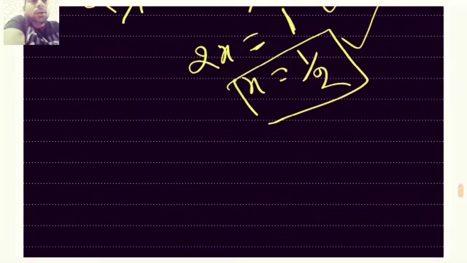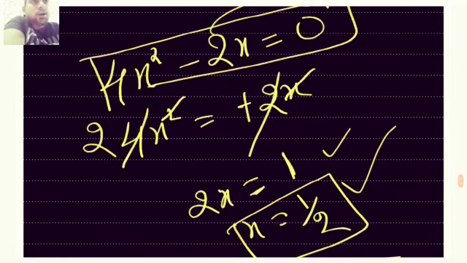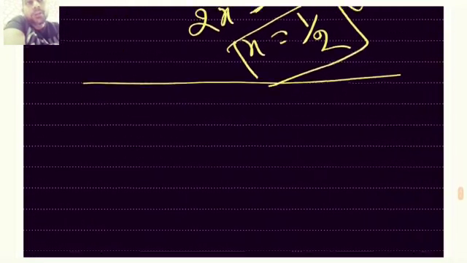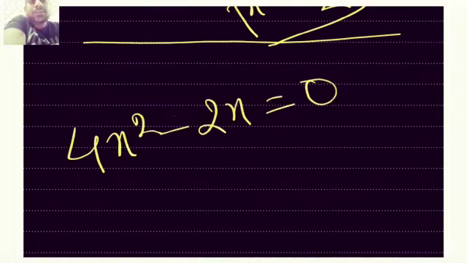But this is not exactly the right method to solve it, because now we know that this is not a linear equation, this is a quadratic equation. So 4x square minus 2x is a quadratic equation. It's not a linear one. It's a quadratic one.